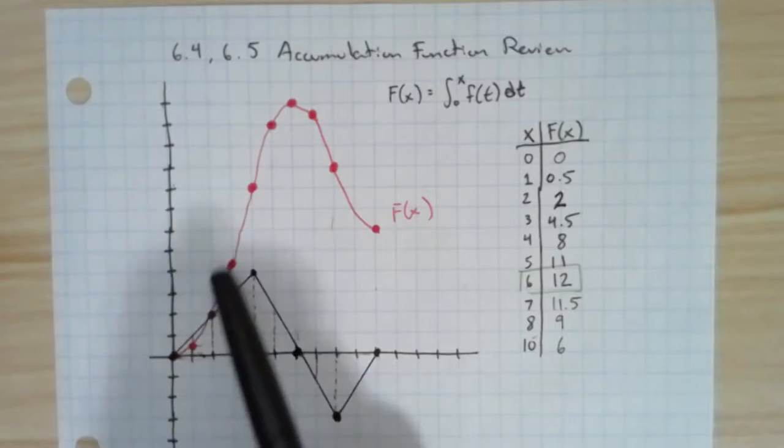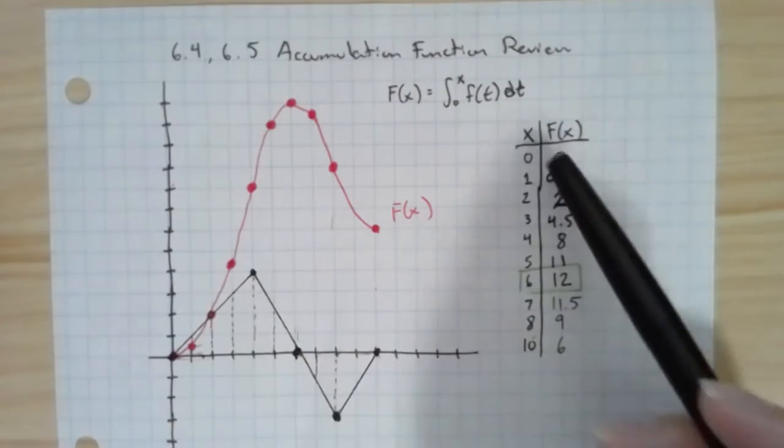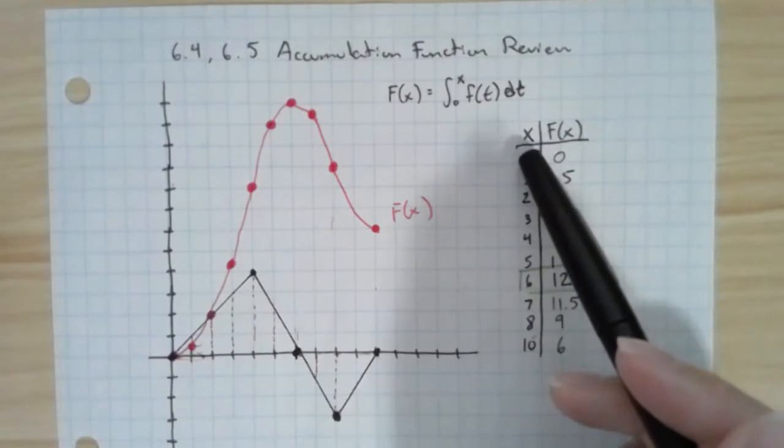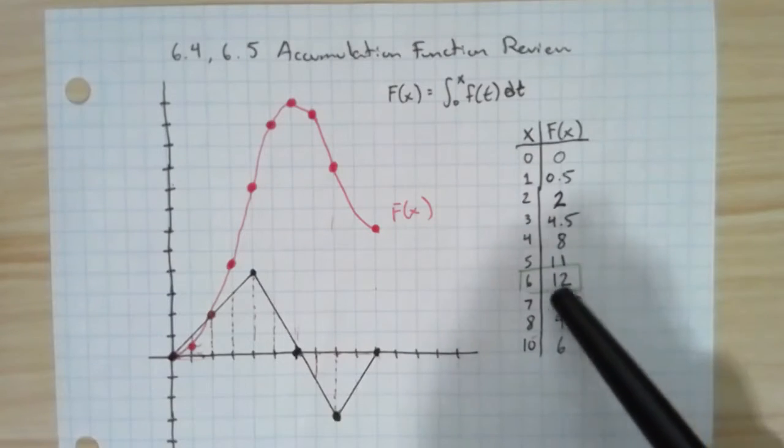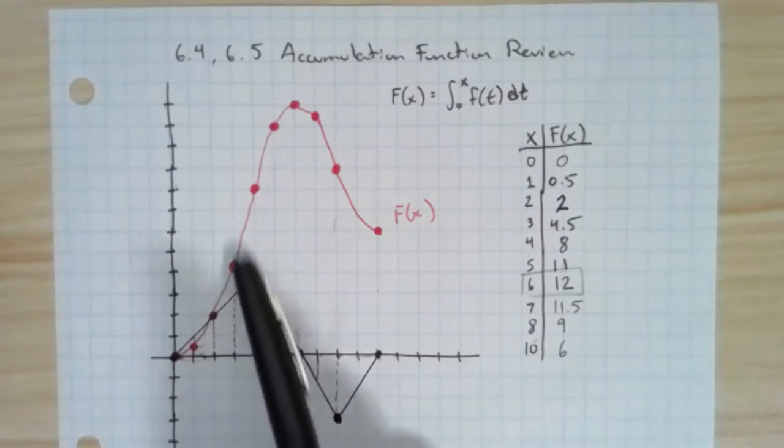Now, where does this red graph come from then? Now that you have a table of x values and the accumulation of the areas, that's what you're plotting now here.